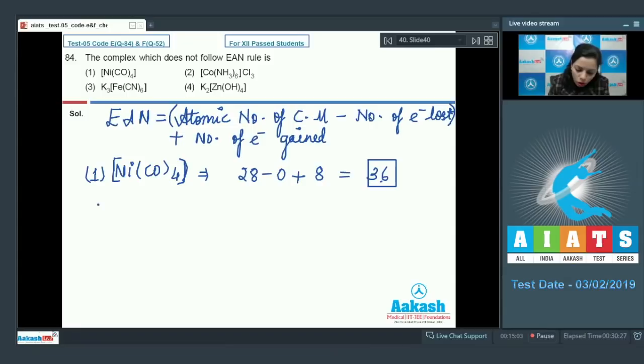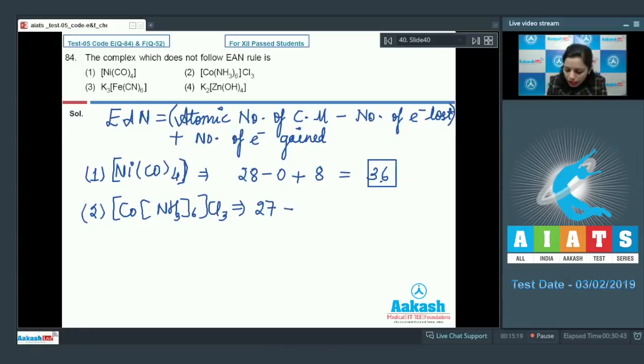Further, if I talk about the next complex, the second one, it is [Co(NH3)6]Cl3. In this complex, the central metal is cobalt with atomic number 27. It is present here in the 3+ oxidation state. You can calculate easily: 27 minus 3, plus how many electrons is it gaining from the ligands? It is gaining 6 times 2, that is 12 electrons. That's why it becomes 36 once again, and it is also following EAN.